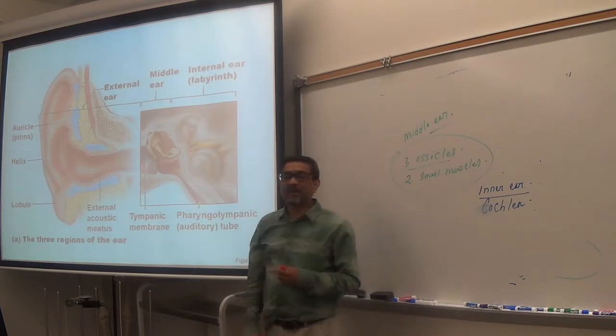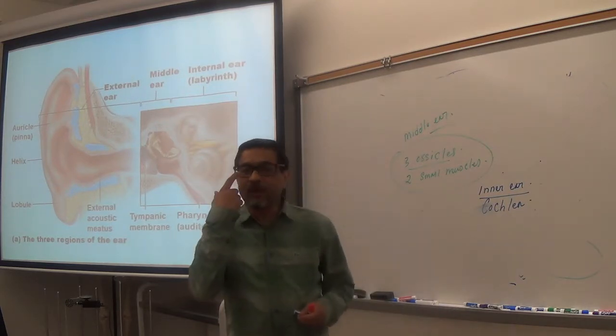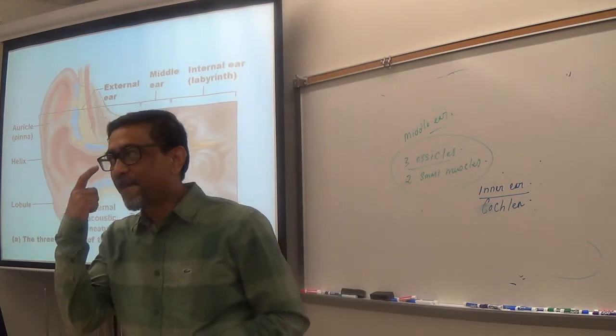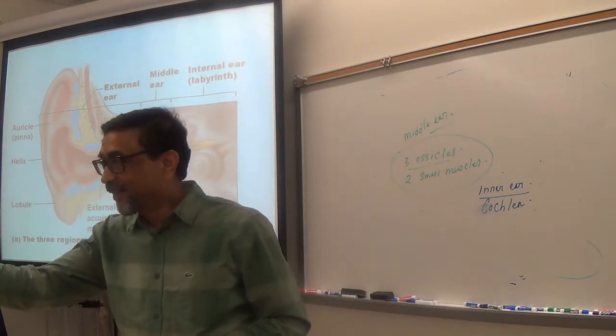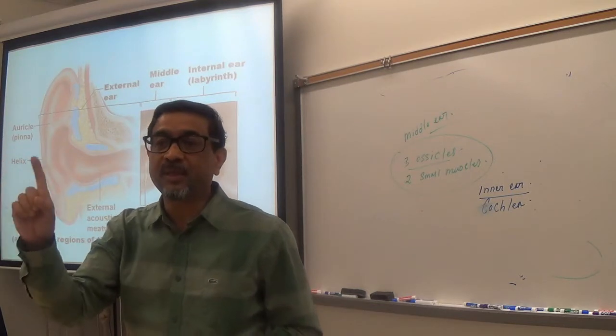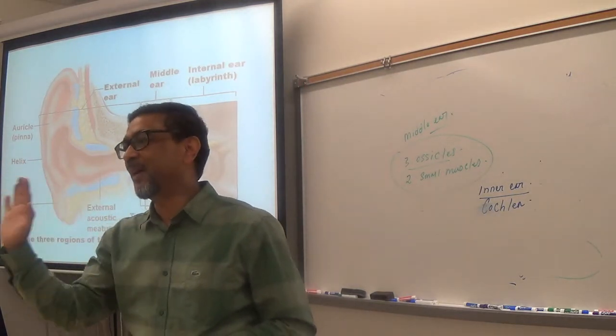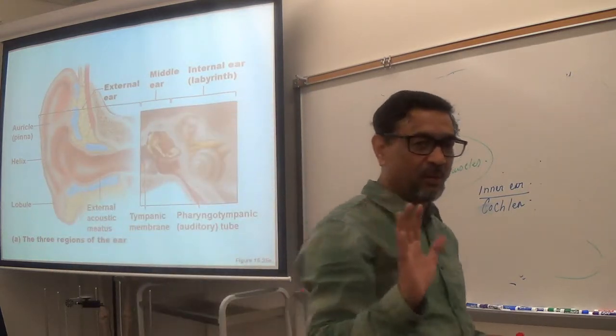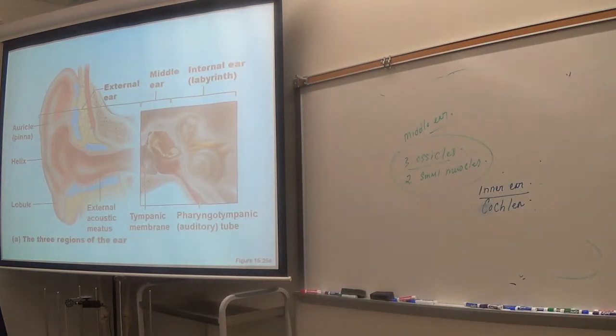Why is the retina the most important structure of the eye? Anybody? Receptors are there, right? Cochlea is the most important structure of the ear because the receptors are in the cochlea. Make sense? Hair receptors or sound receptors are in the cochlea. Is it clear? Okay.